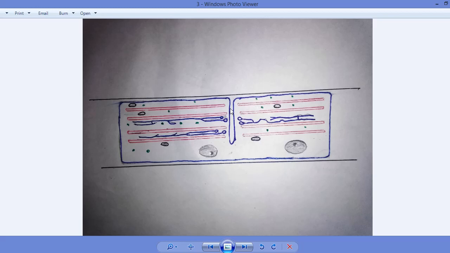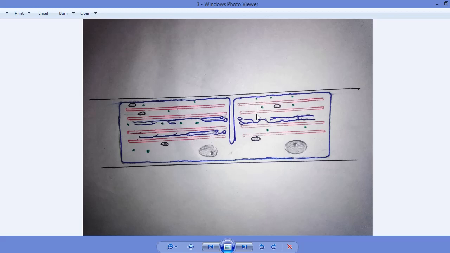When this action potential is transferred to this T tubule, what will happen? This action potential will also be transferred to this vesicle, to this cisternae. When this action potential is transferred to this cisternae, what will happen? This cisternae will secrete a large amount of calcium. When a large amount of calcium is secreted by these cisternae, what will happen? The calcium level inside this myocyte will be increased, and when the calcium level inside the myocyte is increased, what will happen? That increased calcium level will result in the contraction of this myofibril.